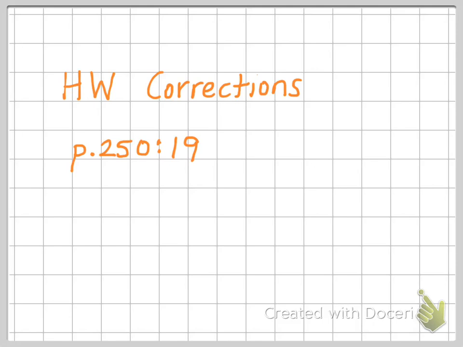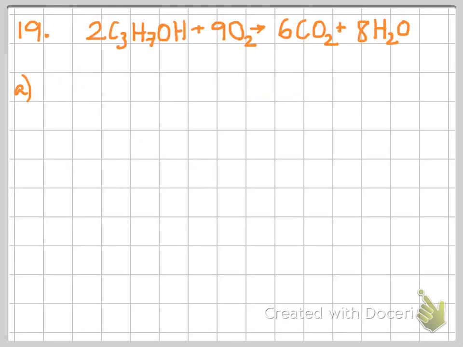All right, so homework corrections for page 250, number 19. Number 19 says isopropyl alcohol burns in air according to this equation. Letter A: calculate the moles of oxygen needed to react with 3.40 moles of isopropyl alcohol. I like to summarize the problem underneath. This problem is asking: given 3.40 moles of isopropyl alcohol, how many moles of oxygen do we need to react with it?